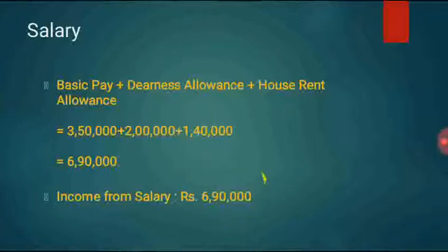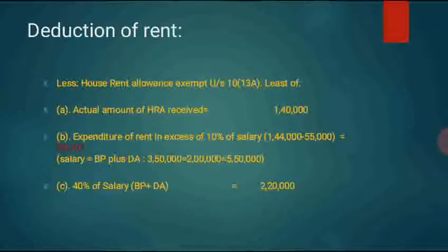How can we deduct the HRA or rent? So we have to deduct house rent allowance, which has been exempted under section 10 subsection 13A of the Income Tax Act. We have to consider the three options available to us and we have to see which one is the least. For example, here the actual amount of HRA received is rupees 1,40,000, and the second is the expenditure of rent in excess of 10% of the salary. Salary means DA plus basic pay. Here basic pay is 3,50,000, DA is 2 lakh, the total is 5,50,000. 10% of 5,50,000 is 55,000. So the expenditure of rent in excess of 10% of salary means the rent paid by him, that is 1,44,000, minus 10% of the salary, that amounts to rupees 89,000 here.